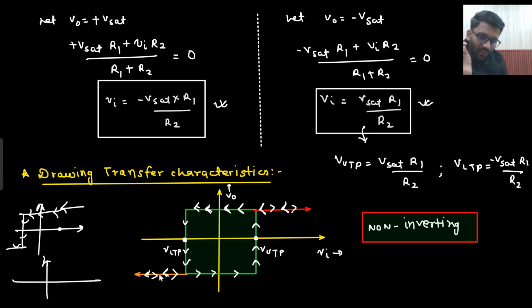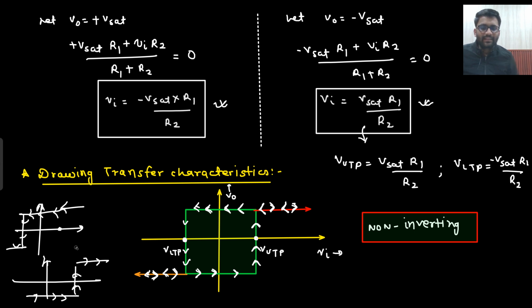The other characteristic: you see the arrow going upward and downward, upward, upward, upward, and then out. So this is just a trick I am telling you, for how you will analyze the circuit.